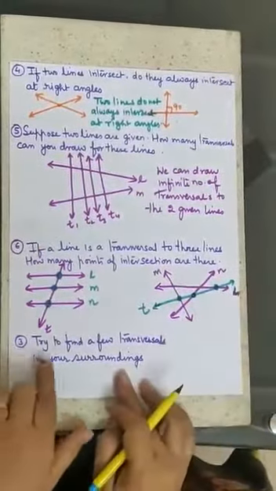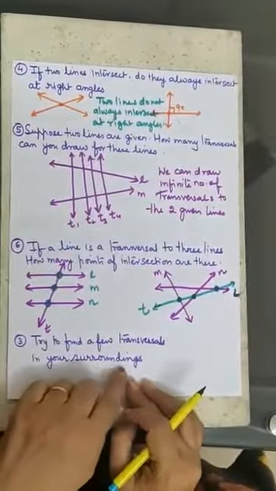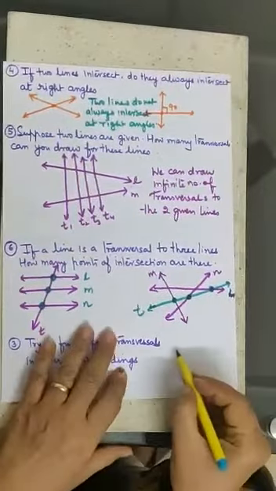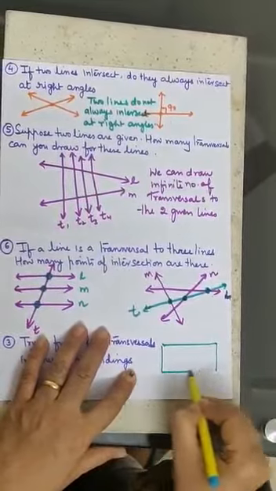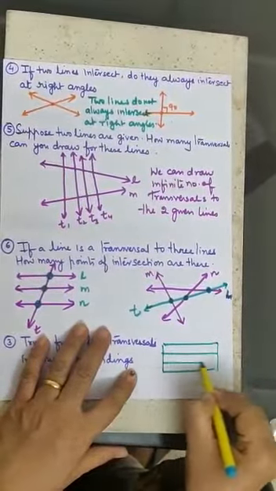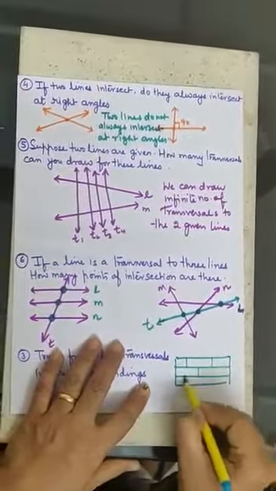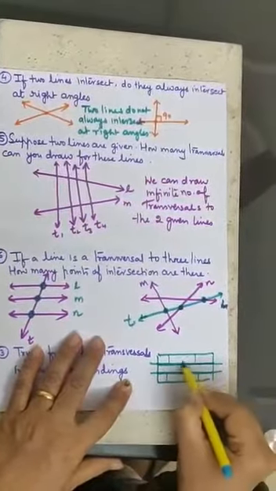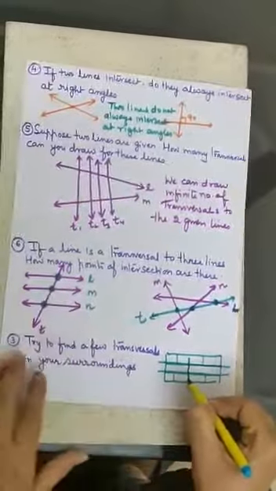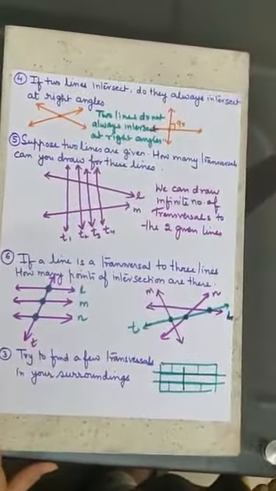Now the third question, try to find a few transversals in your surroundings. You must have seen the windows, grills are there, something like this. So see here, these are the parallel lines and this is the transversal. This is the example of transversal to parallel lines.